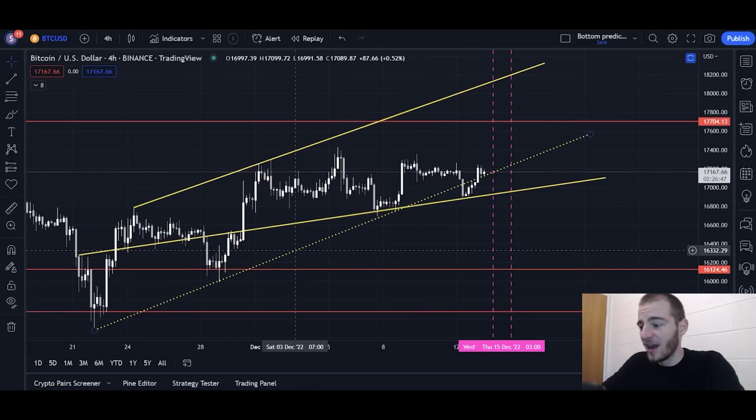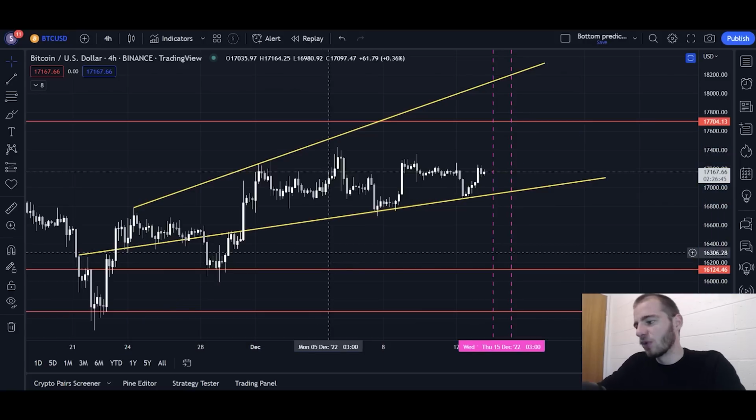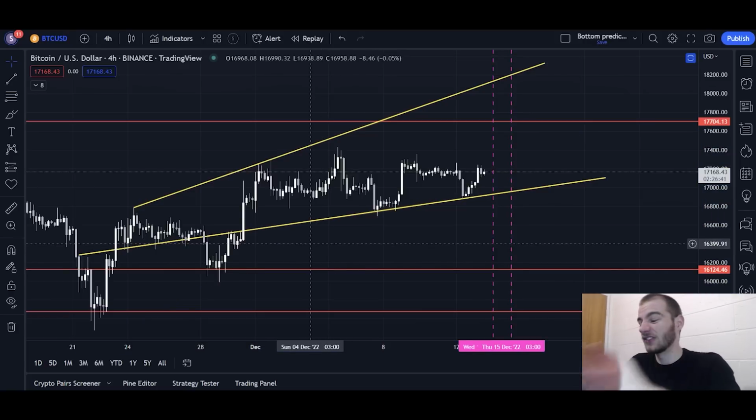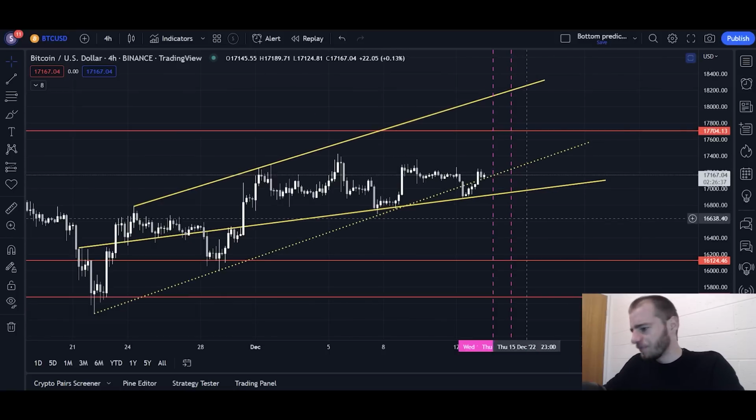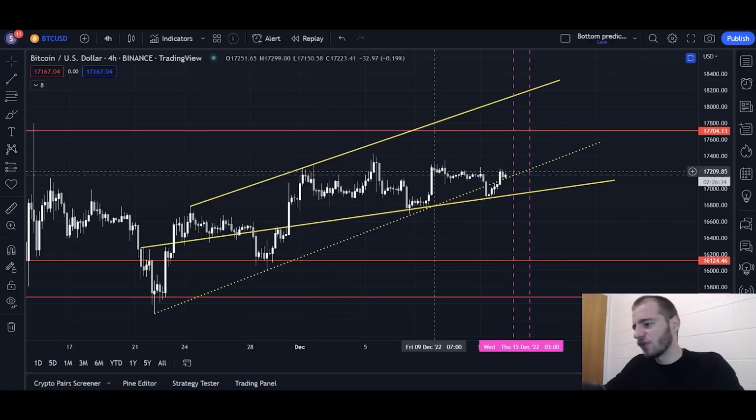What we have essentially right now is some sort of ascending broadening wedge formation, although it's very, very messy, and it would be better characterized as just a couple of support lines and a resistance line at this point. But yeah, it doesn't look particularly good. It doesn't look strong. If anything, it's quite a weak formation, and I'm not particularly confident about the Bitcoin short term.